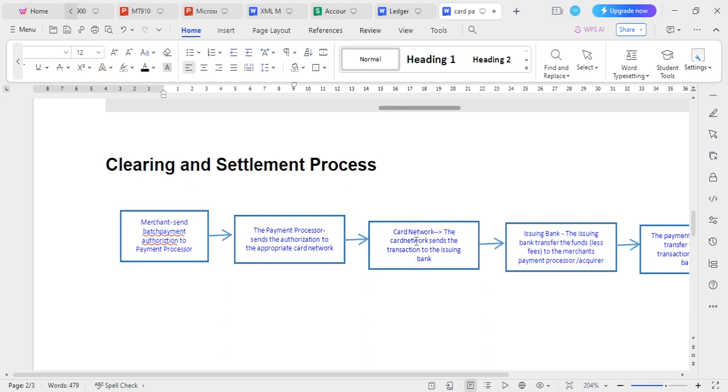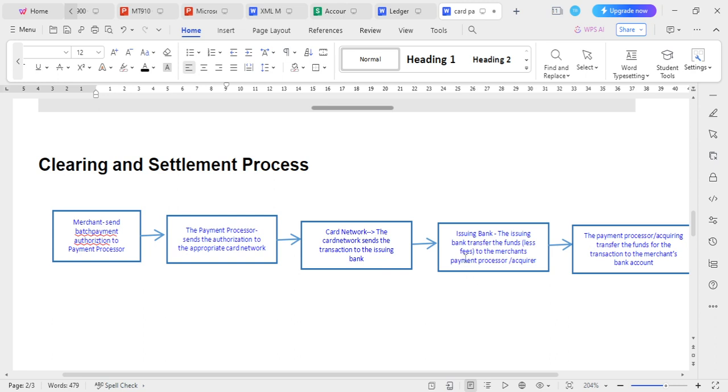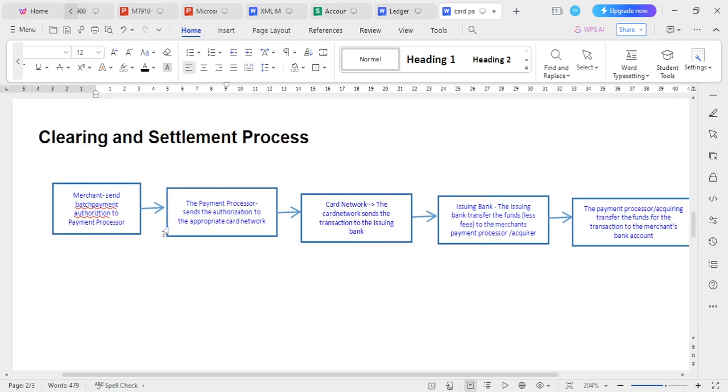After that, the Visa or Mastercard network sends the details to the issuing bank. The issuing bank checks whether they have sufficient funds, and they collect their charges. They give the confirmation to the payment processor on whether the transaction is a success, failure or decline. Once everything is over, the issuing bank sends the details to the payment processor and acquiring bank. The acquiring bank then transfers the fund to the merchant bank account. Finally, the merchant bank credits that amount to the concerned merchant. This is the clearing and settlement process.